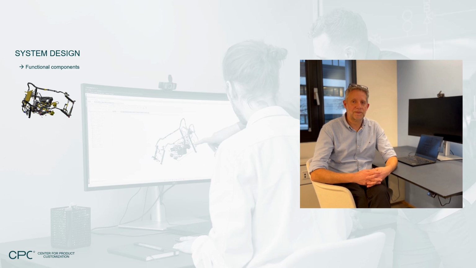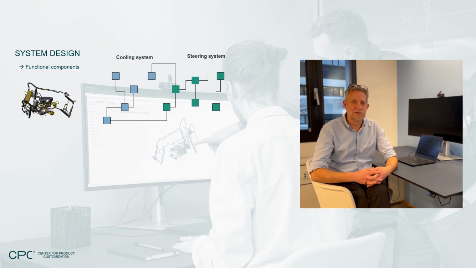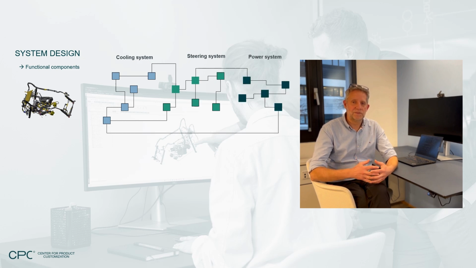For example, in a skid steer loader, systems such as the cooling system, steering system, and power system are vital. The cooling system, for instance, includes all components necessary for cooling the skid steer loader, such as the cooler, pump, valve, sensors, and more. These systems define the product from a functional standpoint and are essential for capturing functional requirements.